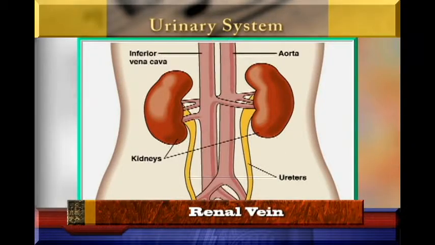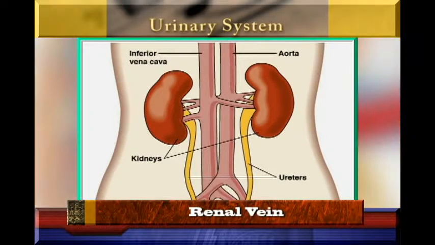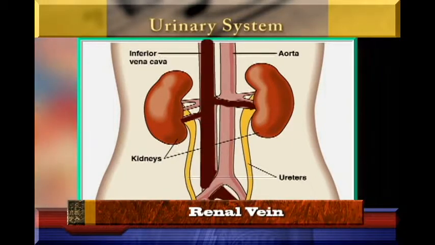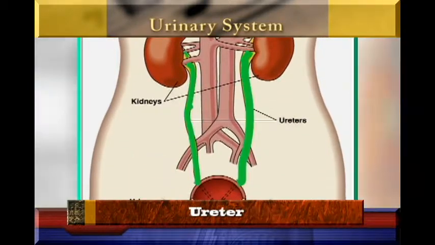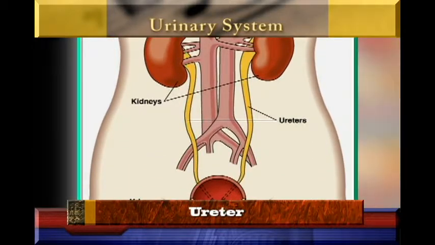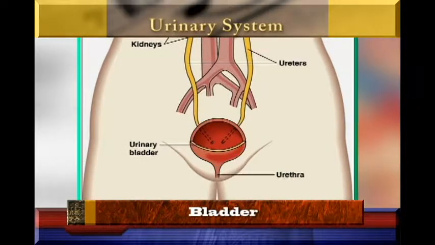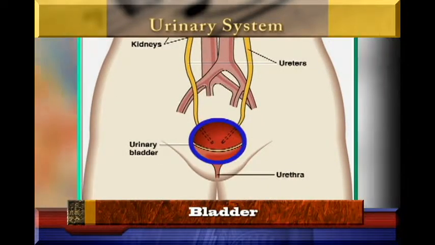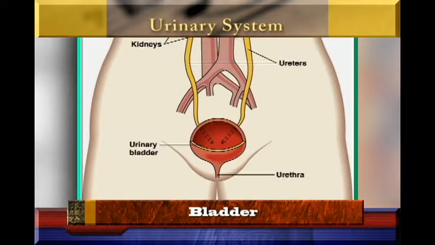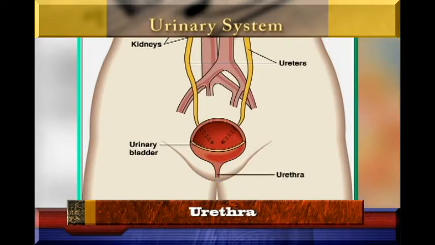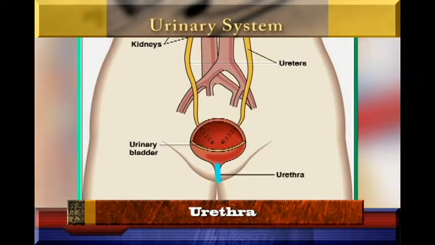blood circulatory system. And then from the kidney, there is a tube that comes out that brings collected material, and that is what we call the ureter. It connects the kidney to the bladder. The bladder is a sac-like structure which holds the urine, and then from the bladder the urine is passed out via the urethra, and that is what we call the urinary system.